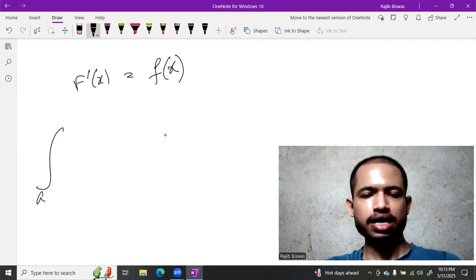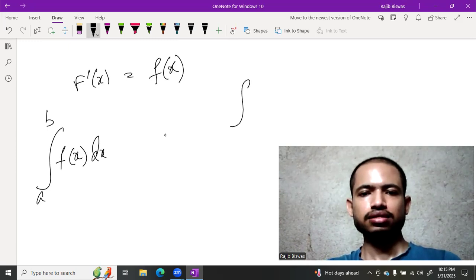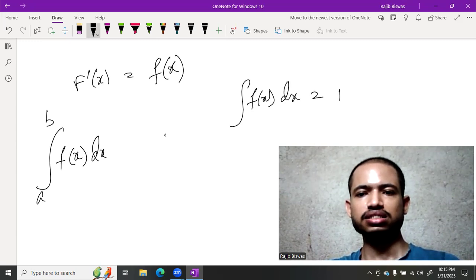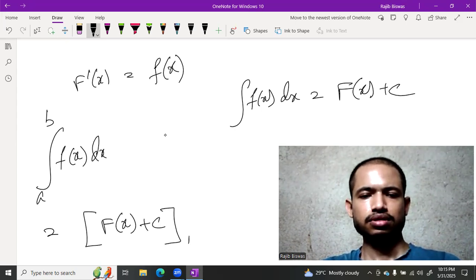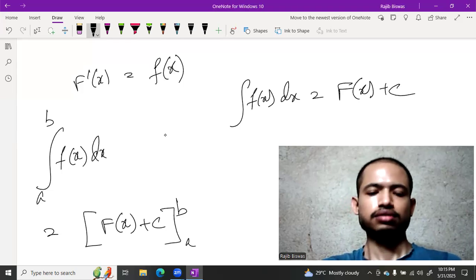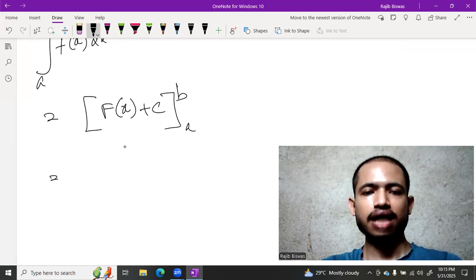So if the lower limit is a and the upper limit is b, and the integrand is small f(x) dx, and if the indefinite integration of small f(x) is capital F(x) plus c, then it can be written like that. Okay, here a and b denote the limits. So basically it denotes the difference of the values of the function at those limits.